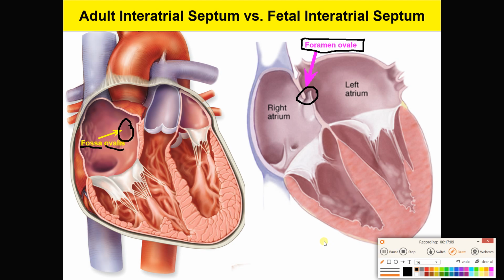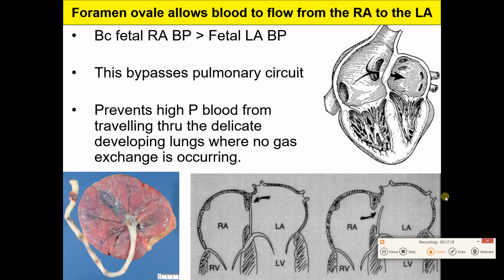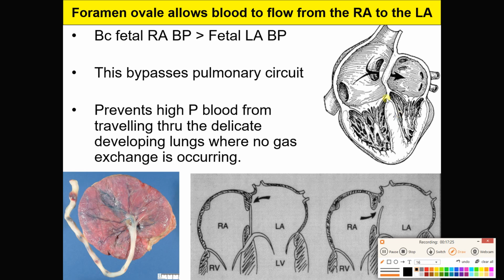All right, why does the fetus need a hole in its atria? That's a question we need to answer. So here's the deal. In the fetus, the foramen ovale, which I see pictured in this heart, let's use yellow. I see the foramen ovale right here.